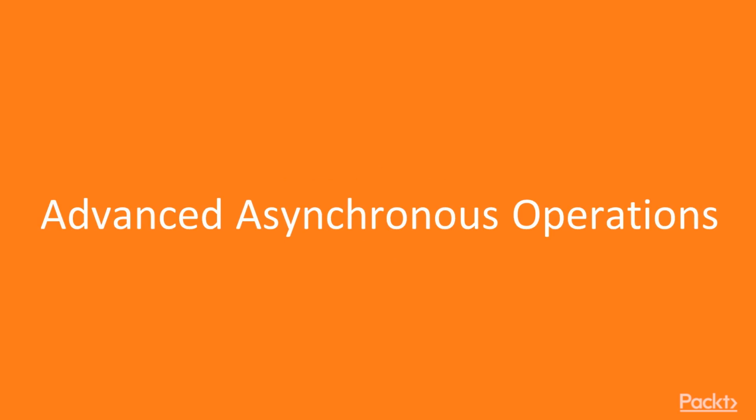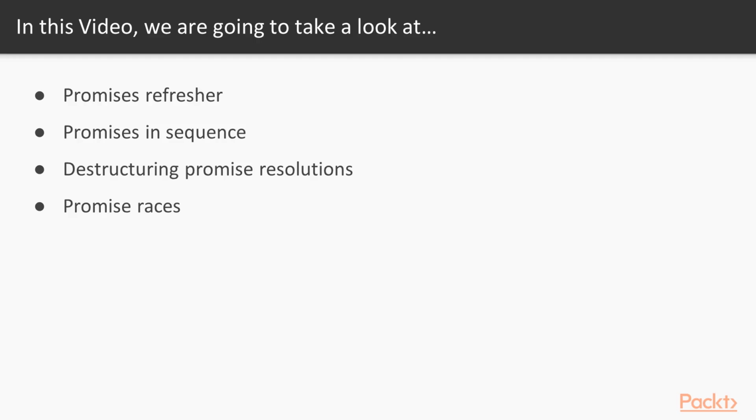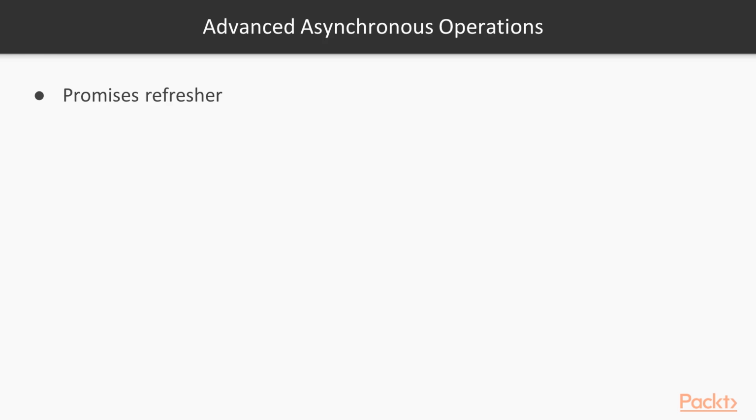Section 6. Async await. Advanced asynchronous operations. During day 3, we briefly covered promises. Today, we'll cover them in more detail as we lead up to ES8's async await functionality. After we refresh ourselves on using promises, we'll also look at handling promises in sequence, destructuring the result of running multiple promises, and running promises in a race. Let's refresh our promise knowledge.